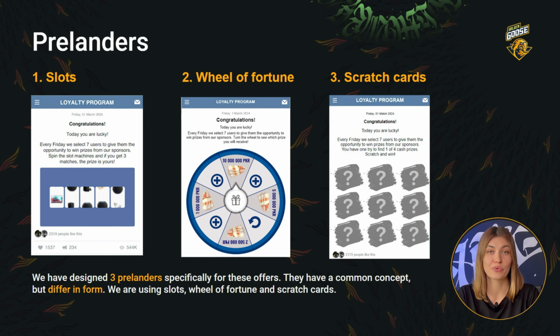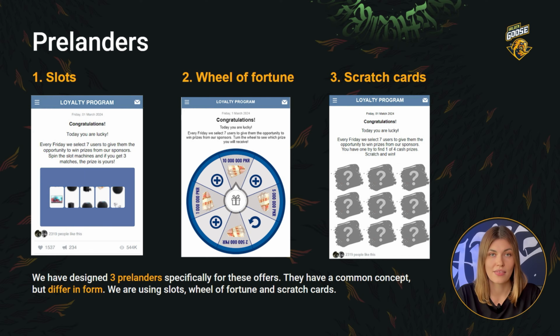We have designed 3 pre-landers specifically for these offers. They have a common concept, but differ in form. We're using slots, Wheel of Fortune, and scratch cards. Usually, it is advised to perform the A/B testing with just 2 pre-landers, but we will show you how to do it with 3. In the end, we need to determine which pre-lander shows the best results.